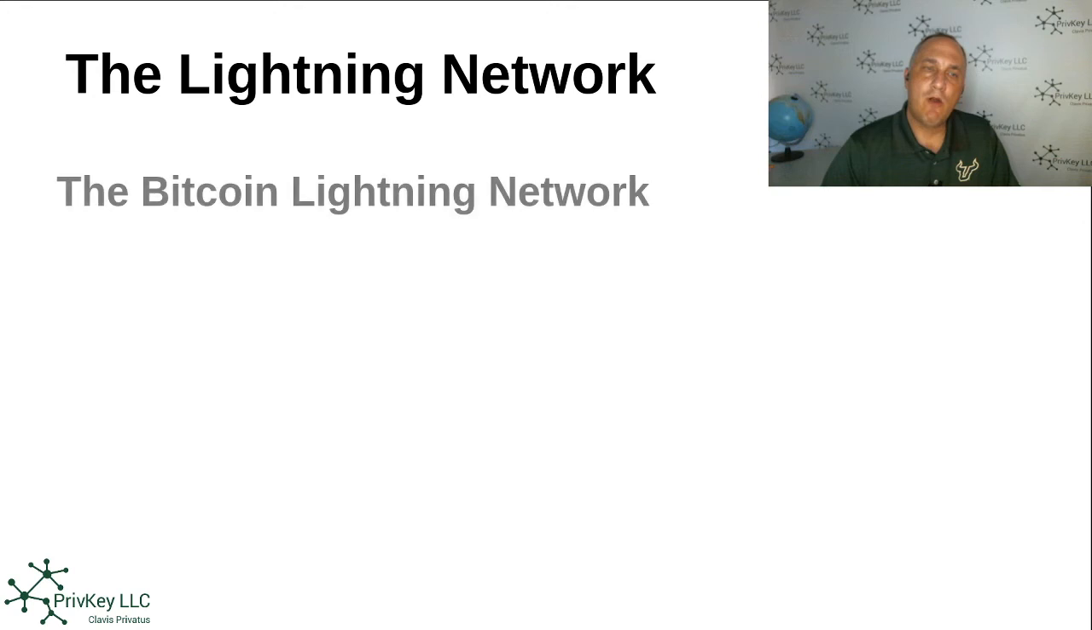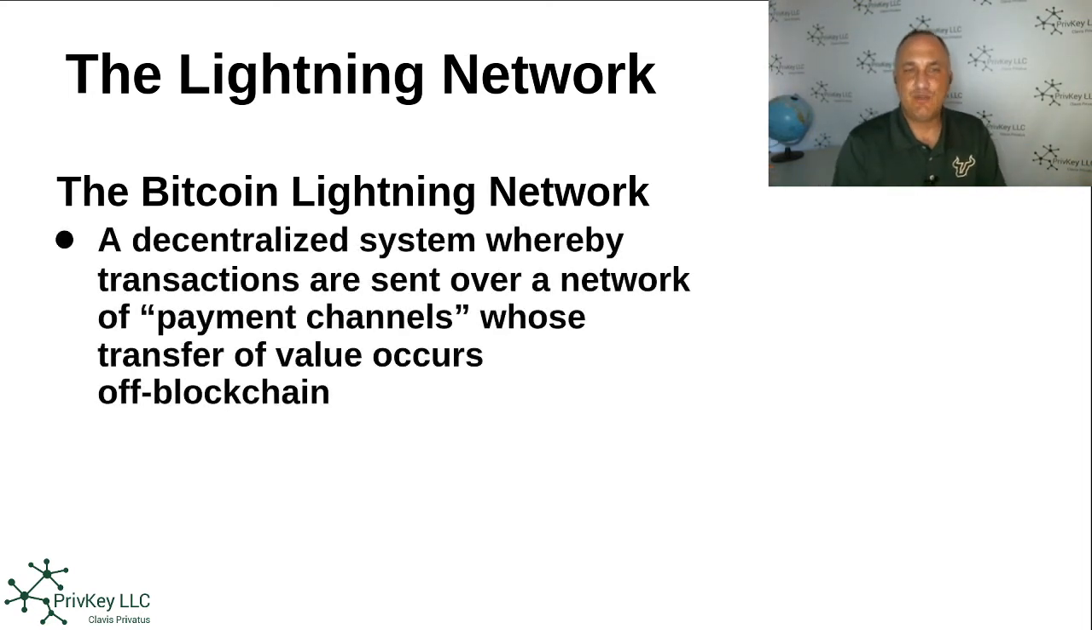So the Lightning Network, they call it the Bitcoin Lightning Network, is a decentralized system whereby transactions are sent over a network of payment channels, whose transfers of value occur off blockchain. So these transactions are happening off blockchain.